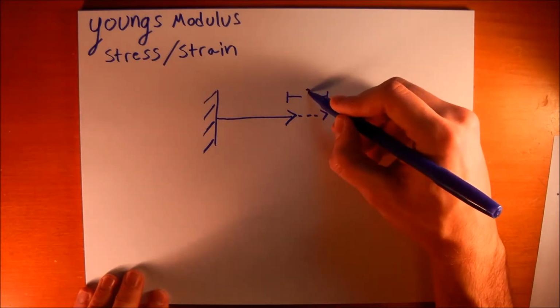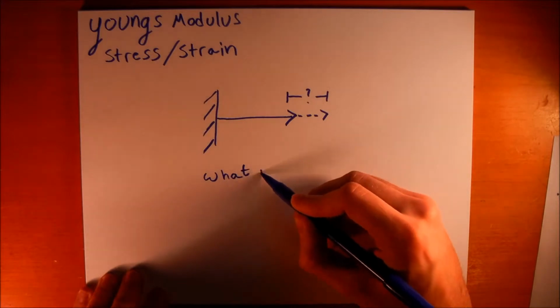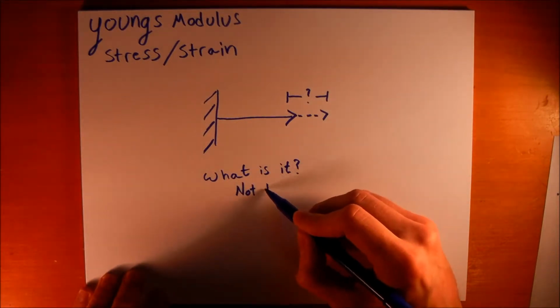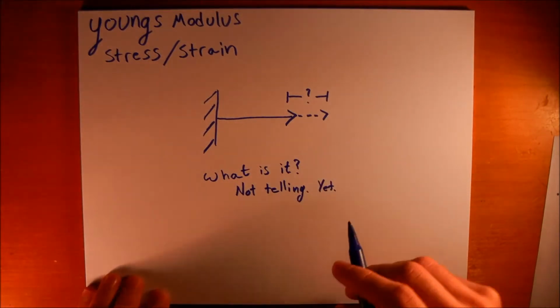What is the change in length? We might ask, what is this object made out of? Is it rubber, rope, steel? But I'm not going to tell you that just yet. So let's try to get a little more specific about this.